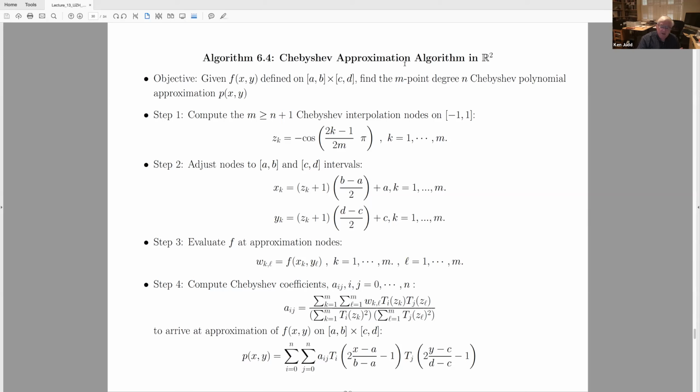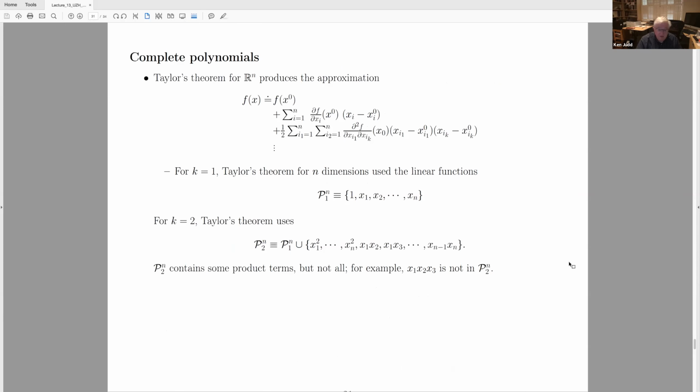This is the Chebyshev approximation algorithm in R2. Basically, it just does the same thing. You take the Chebyshev interpolation nodes at -1, 1. You have to adapt them for each interval. You evaluate f at these nodes, and then the Chebyshev coefficients are nothing more than the values regressed against the products of the regressors, and it's all the same stuff.